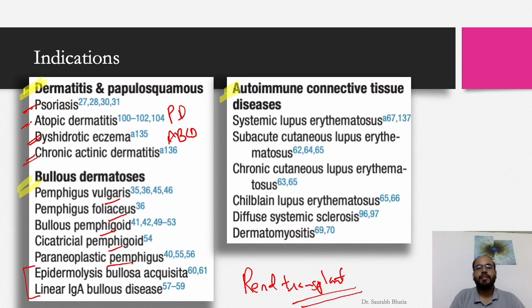In autoimmune connective tissue disease, in SLE, SCLE, chronic LE, chilblain LE, diffuse systemic sclerosis, I told you that it decreases fibrosis. So because of that, it can show additional benefit in diffuse systemic sclerosis, and dermatomyositis. It has been used in all of these disorders.